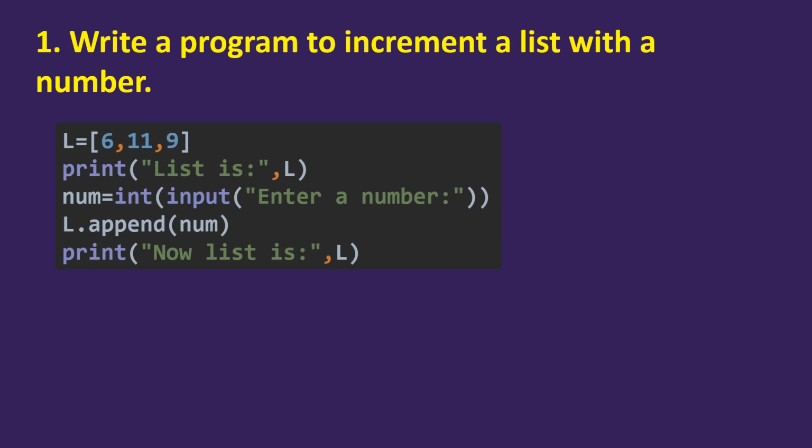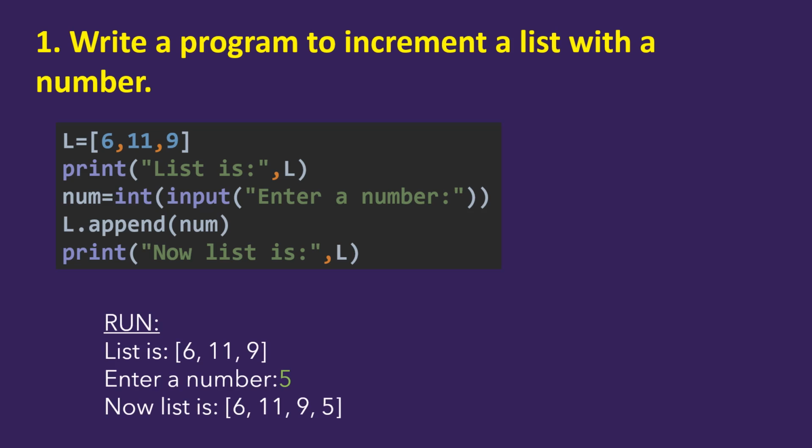So let's have a list here. L is having some values, and we can just print the original list L. Now the number which has to be incremented with the list can be taken from the user and stored in a variable, let's say num. Now we'll just append this number at the end of this list. So L.append, within that you can pass num. Now you can print the list.